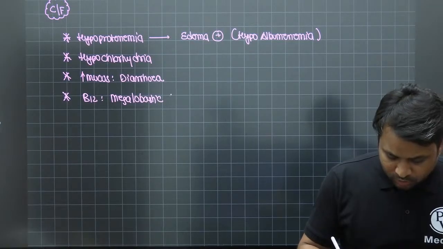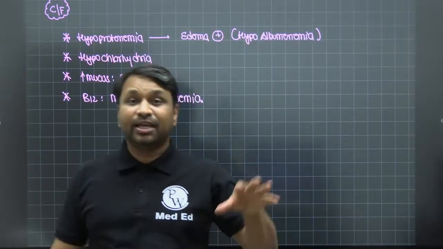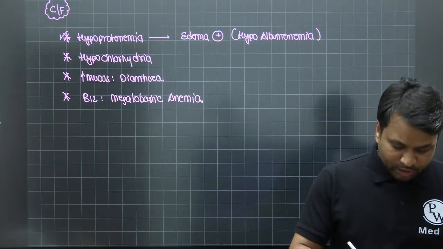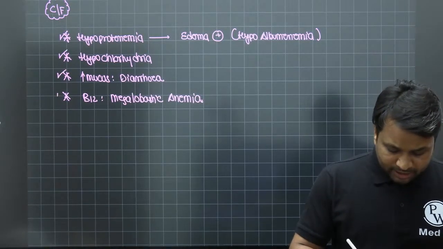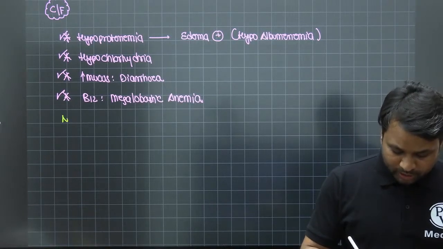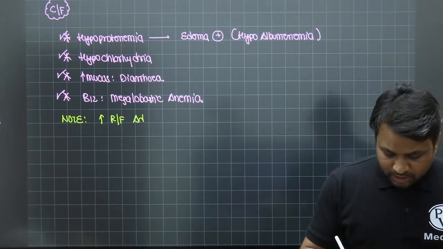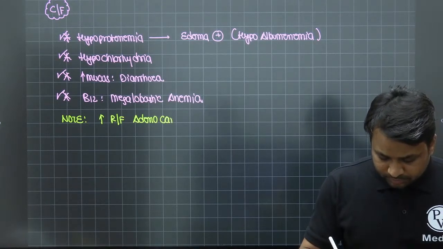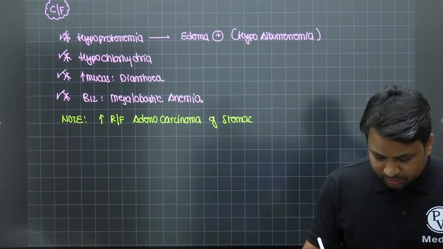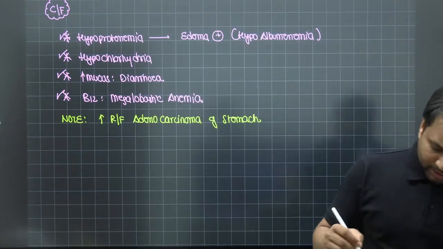There will be megaloblastic anemia. See, we call it pernicious anemia when there's a B12 deficiency, especially if it is associated with an autoimmune destruction of the parietal cells, right? So here there is hypoproteinemia, hypochlorhydria, diarrhea associated with your megaloblastic anemia. Remember, as a very important pointer, Menetrier disease increases the risk for adenocarcinoma of the stomach.